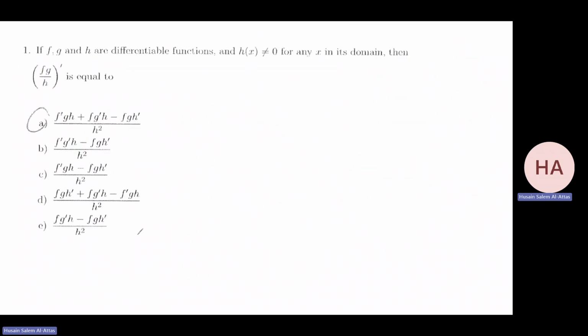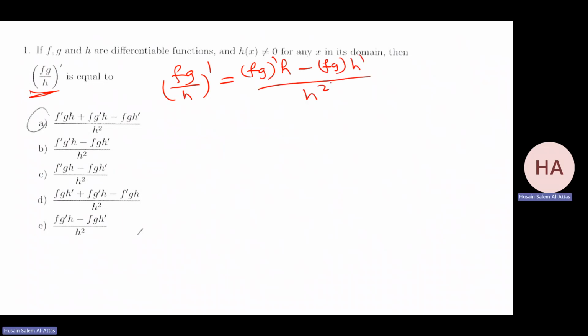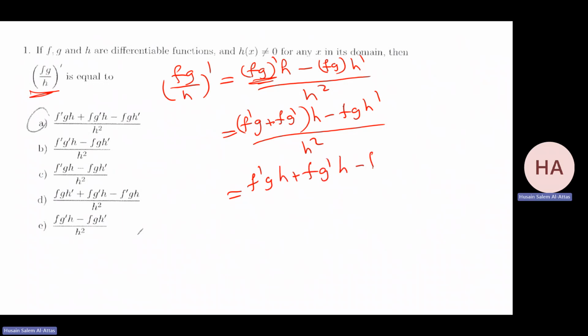That's it. If f, g, and h are differentiable functions, h of x not equal to 0 for any x in the domain, then find this. You just wanted to use the formula: fg over h, prime. It's a quotient rule: derivative of the numerator, let me do it in steps, times the denominator minus fg times h prime over h squared. Now for the numerator I have the product rule, so it's f prime g plus f g prime, all of this times h, minus f g h prime over h squared. In other words, this is f prime g h plus f g prime h minus f g h prime over h squared, which is this one.